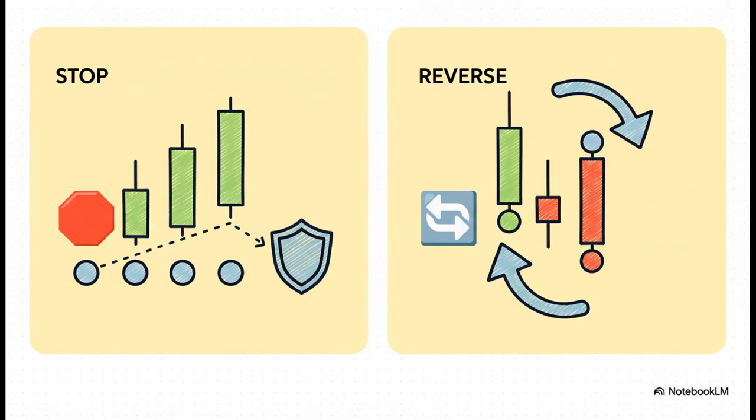And this brings us to its two main jobs. First, you've got the stop. The indicator gives you a dynamic price level. Think of it like a trailing stop loss that moves up as the price rises, locking in your profits along the way. And second, there's the reverse. It gives you a crystal clear signal that the trend might be over, suggesting, hey, it's time to get out and maybe even flip your position to the other side.